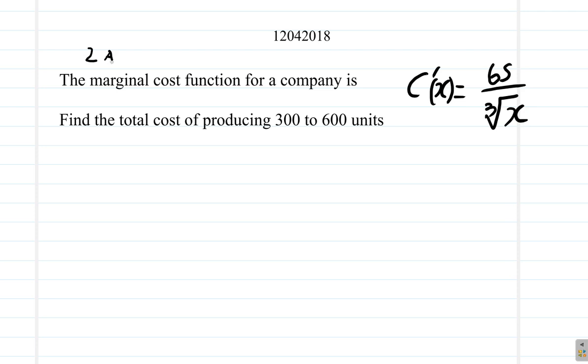Now, you know that when you're given the total cost function and asked to find the marginal cost function, what you do is differentiate the total cost function to get the marginal cost function. Now that you have the marginal cost function, to get the total cost function, you have to do the inverse. You have to integrate the marginal cost function to get the total cost function. Alright?